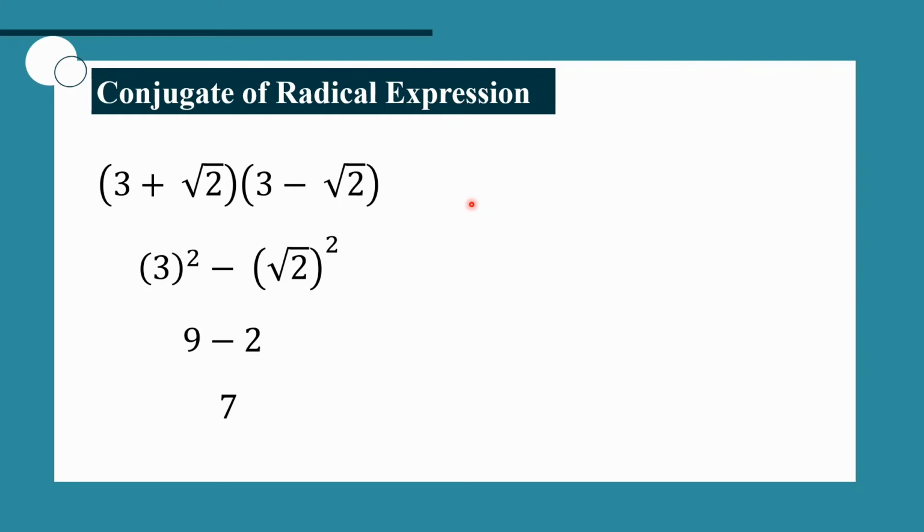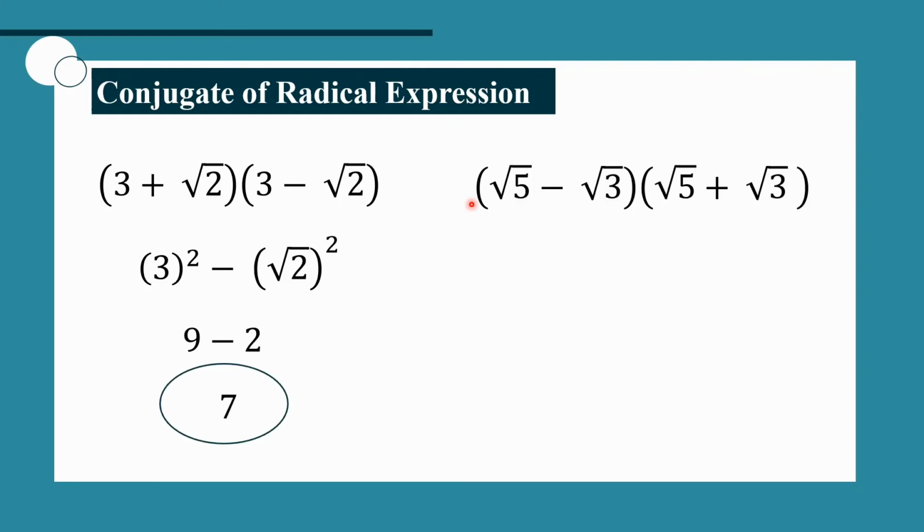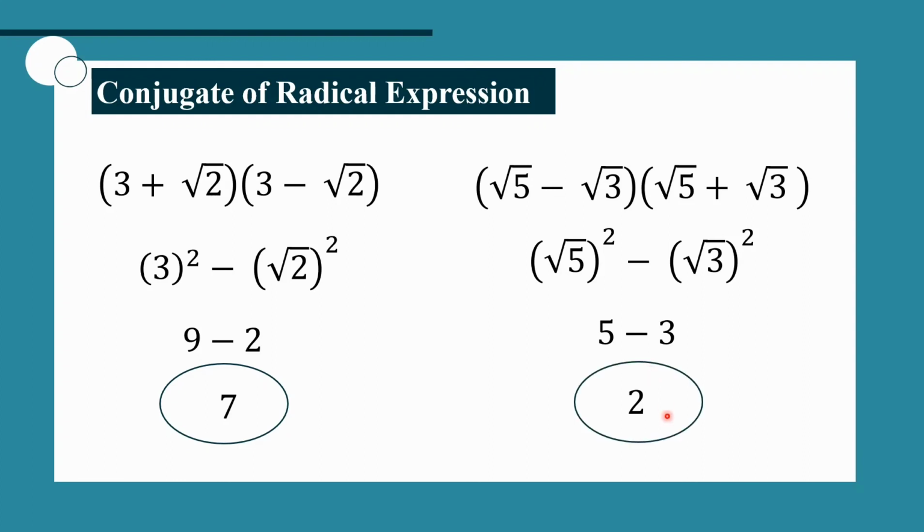So, let's have another example. Square root of 5 minus square root of 3 times square root of 5 plus square root of 3. Again, in order to simplify it, we will get the difference of their squares. We square the square root of 5 and the square root of 3. That would be 5, because the square root and the power of 2 cancel each other. So, 5 minus 3. What is 5 minus 3? That is 2. So, therefore, this is the product.